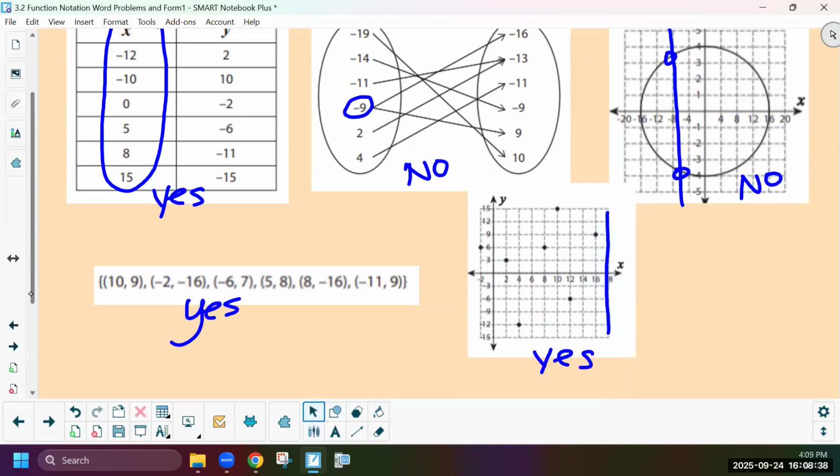Okay, so when you're talking about function or not, there are different things you can say. You could say there are no repeating x values. Every x value has its own y value. You can say it passes the vertical line test, or it doesn't pass the vertical line test if it's not a function.